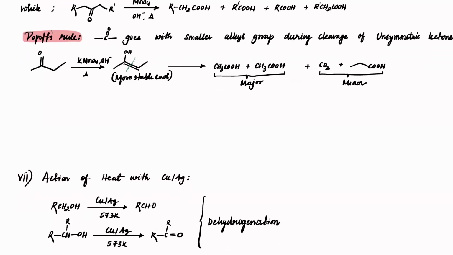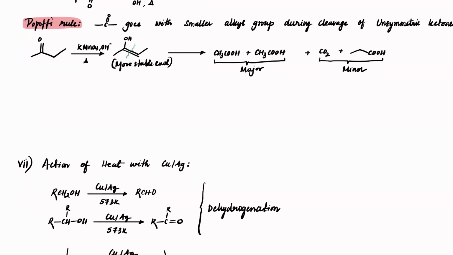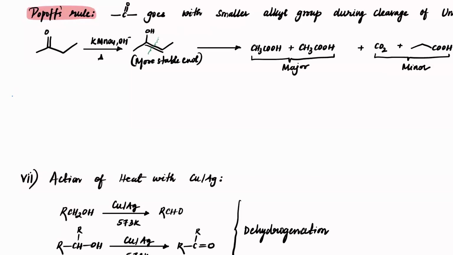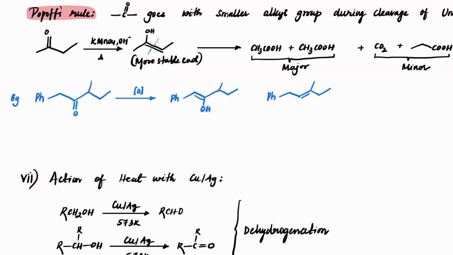Clear? Now let me show you one more example here. Suppose we have Ph and then a ketonic group here and another group like this. As you oxidize it, there are two types of products you can get. Both sides are sufficiently stable enol forms. This side we have a stable enol form, and this side also we have a stable enol form here like this.